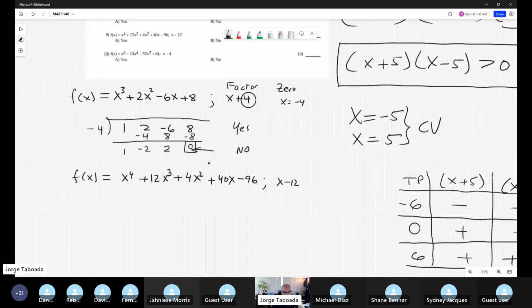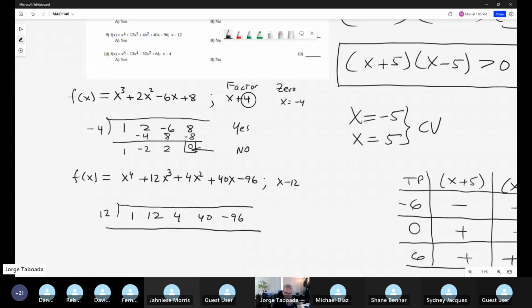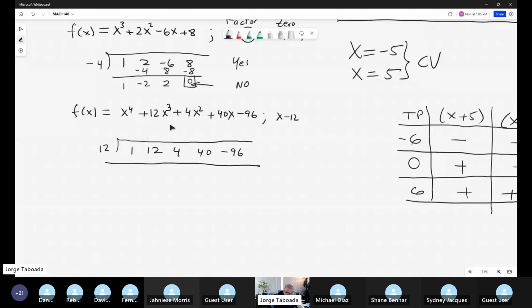So I do it by synthetic division. In synthetic division, you copy the coefficients: 1, 12, 4, 40, and minus 96. And you divide by a positive 12. It's the opposite sign of the factor, because actually this is the zero. Bring down 1, multiplication: 1 times 12 is 12, and 12 plus 12 is 24.